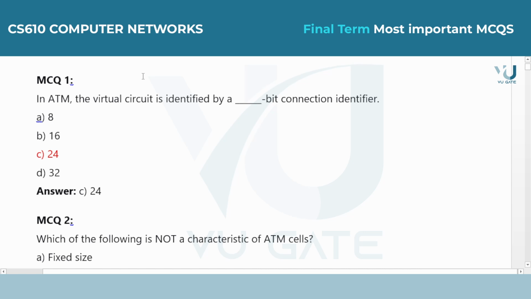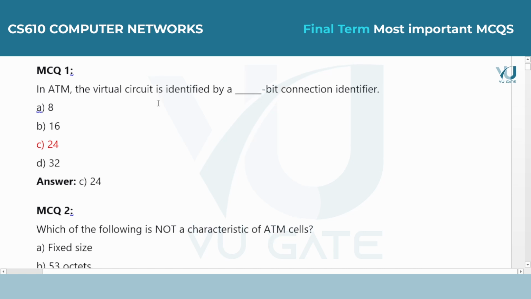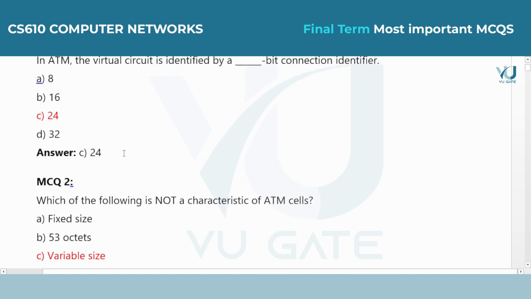In ATM, the virtual circuit is identified by a bit connection identifier. Answer: C, 24. Concept: the 24-bit identifier is composed of the virtual path identifier (VPI) and the virtual channel identifier (VCI) found in the ATM header.